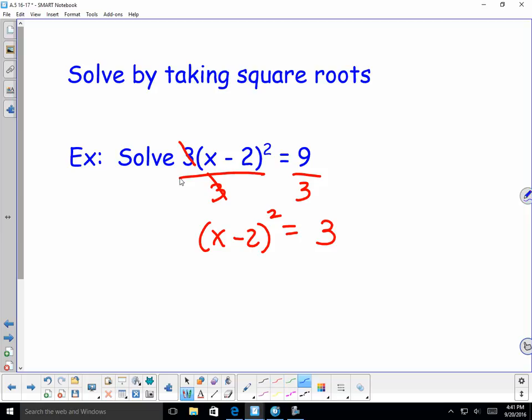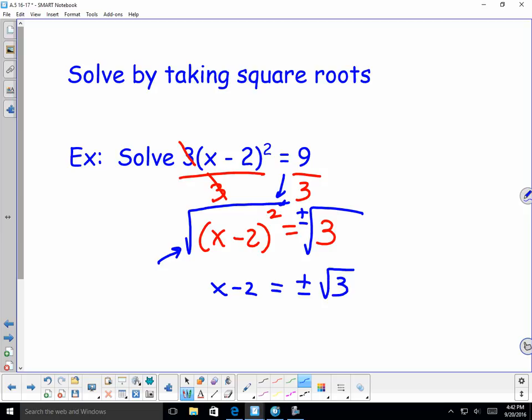So let's do the inverse operation of squaring, which is taking the square root. We're going to take the square root of both sides. But when we take the square root of both sides of an equation, we need to remember plus or minus. So the square rooting here and the squaring here cancel each other out. We just have x minus 2 remaining on the left side of the equation, and on the right side, we have plus or minus square root of 3.